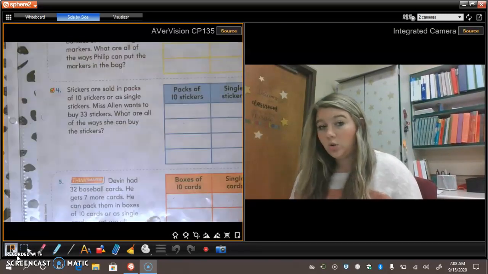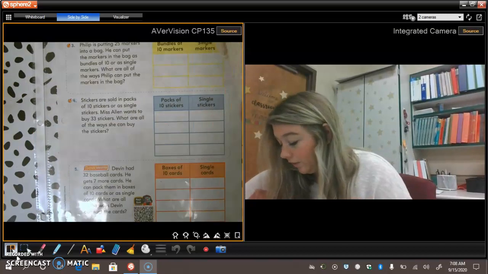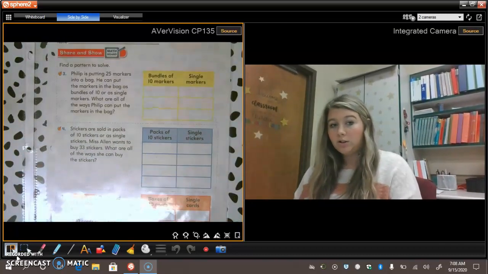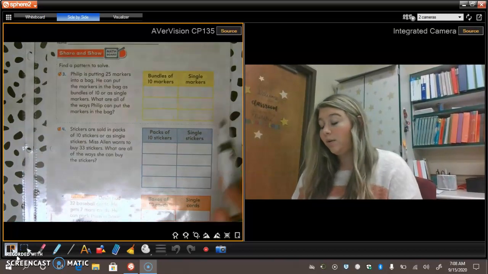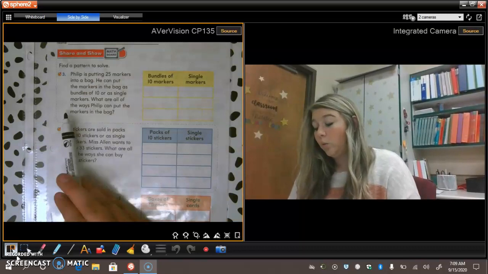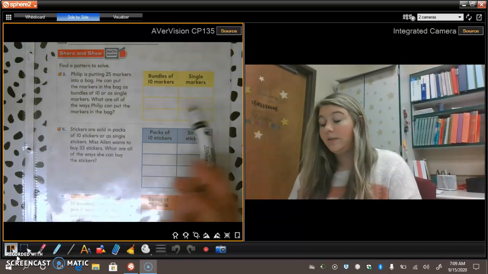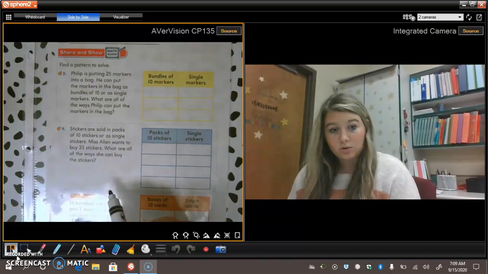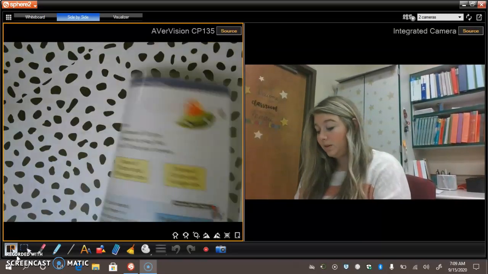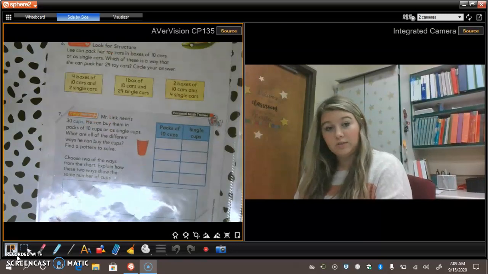Okay, and now you guys are going to work on pages 51 and 52 by yourself. So it's ultimately doing the same thing. You are finding the pattern to solve, and you're looking for what you need to find out and the information you need to use. So go ahead and work on completing page 51 and page 52.